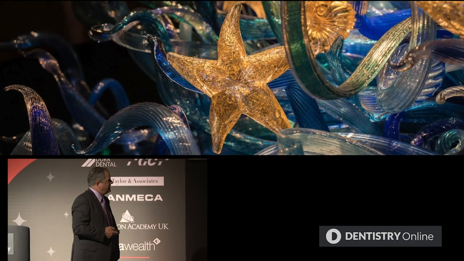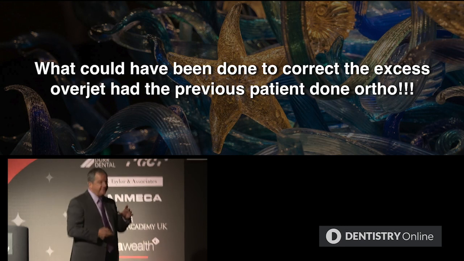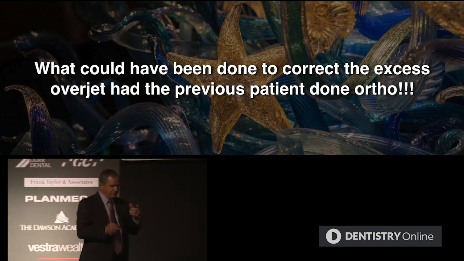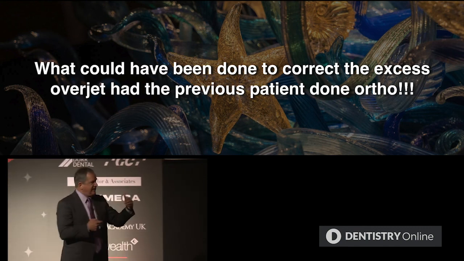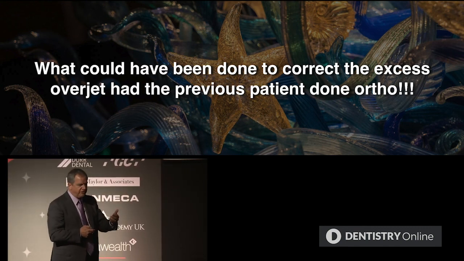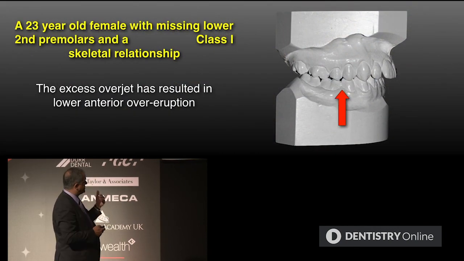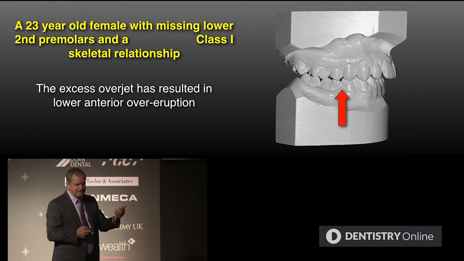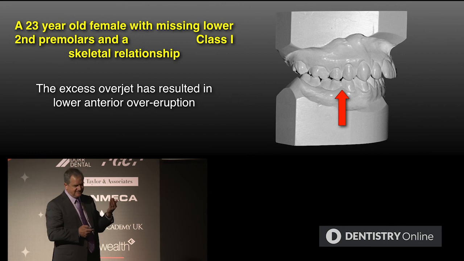Okay. Now, if that patient would have done ortho, remember she was missing lower molars. That's how she ended up with the excess overjet. If she would have done ortho, what would it have looked like? It would have looked like this. This is a patient missing lower primary molars. She's a young female. Look at the excess overjet. Her lower incisors are occluding on her palate.